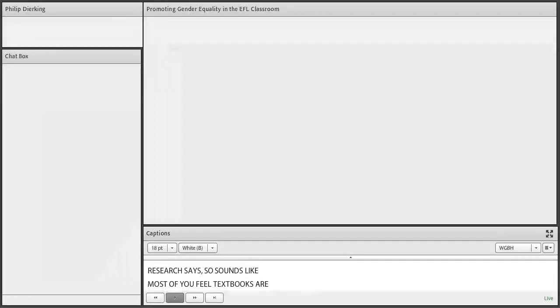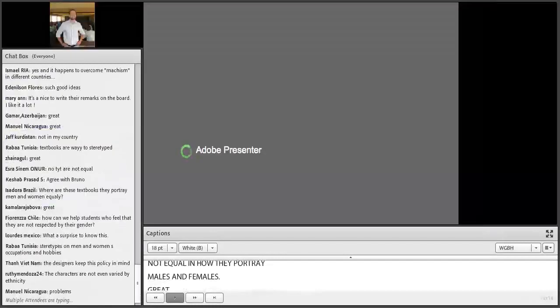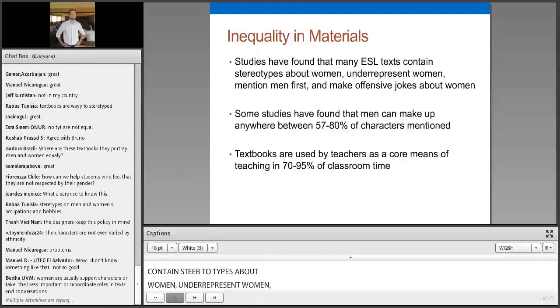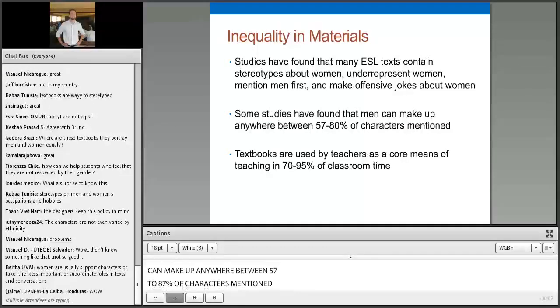And this is important because textbooks are found to be used by teachers as a core means of teaching in 70 to 95% of classroom time. So as teachers, this is really important for us because we need to make sure to always review our materials, even if we don't have any other choice, to know how effectively they're promoting both genders. If we have the choice, it's great to select materials that are fair, but if we don't have the choice, there are things we can do.